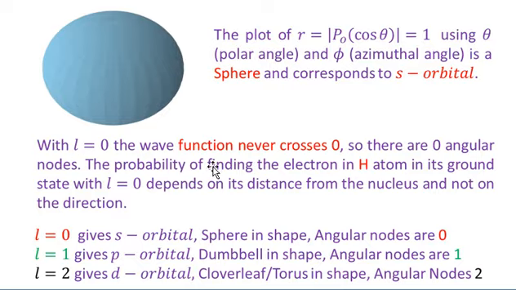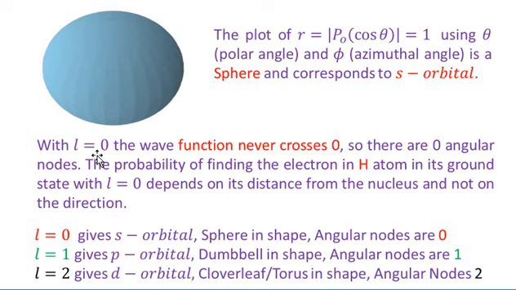So with L equal to 0, the wave function never crosses 0. You see that this is the wave function in the form of a spherical shell. The wave function will never pass through the center of this region. That's why we have said that the wave function never crosses 0. So there are 0 angular nodes. The angular nodes mean that the wave function is going to cross the center of this region. So when it is away from the center, it means that there is no node. And you know that when we have L equal to 0, it means that there is no node.